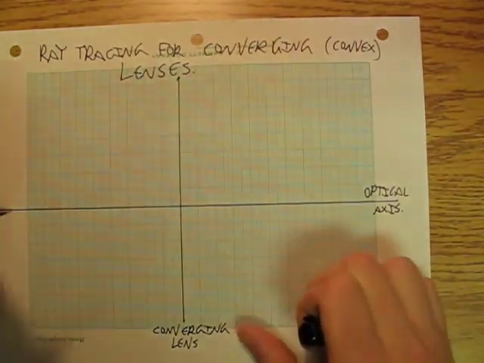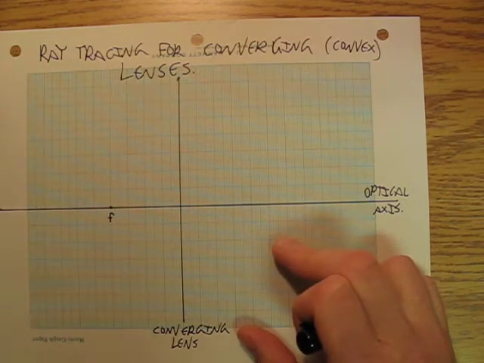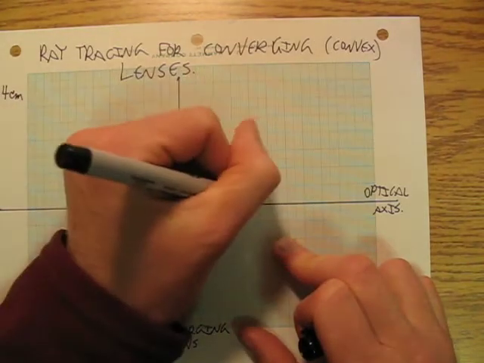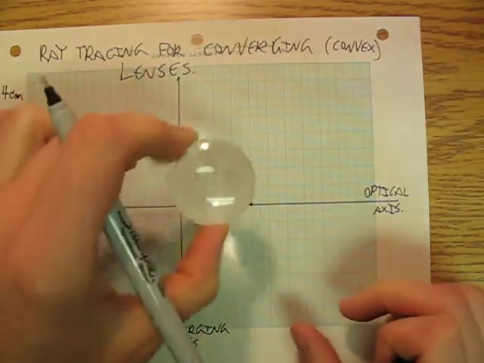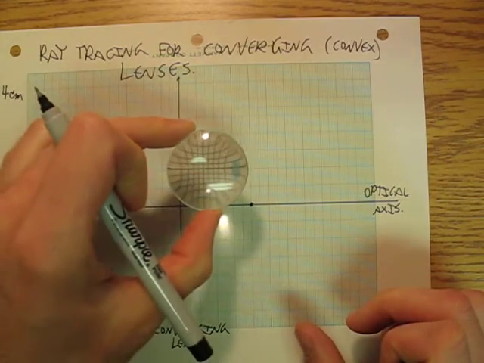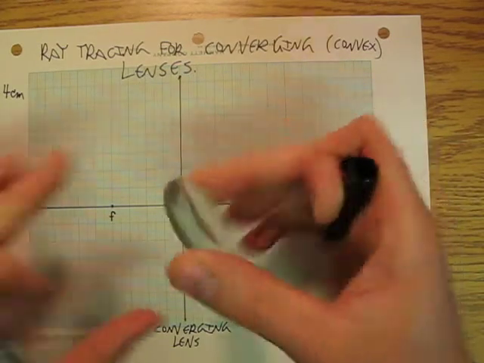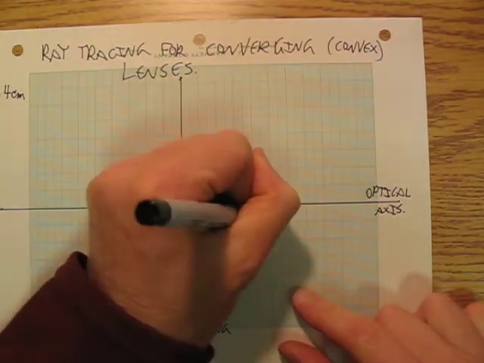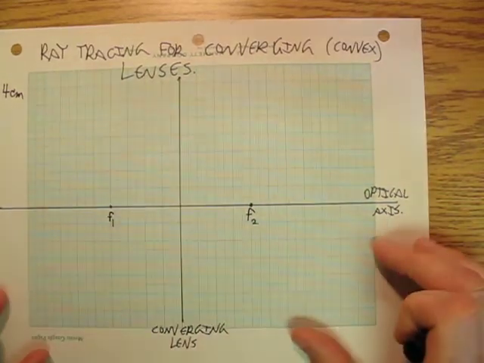And out here, we're going to have a focus. So F is going to be 4 centimeters, and we're going to have another focus. Now mirrors change if you flip them around, but lenses do not. Lenses are symmetric, so they've got 2 foci. So I'm going to call that focus 1, and that focus 2.